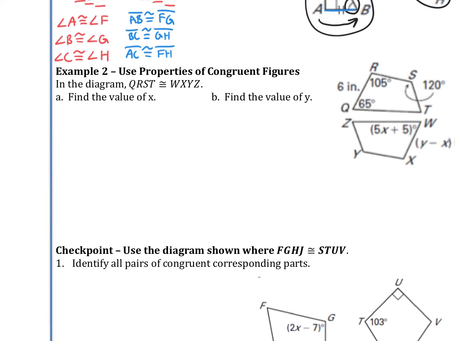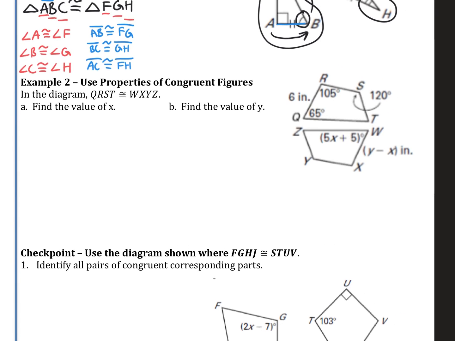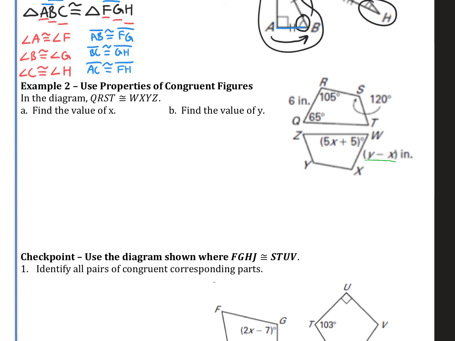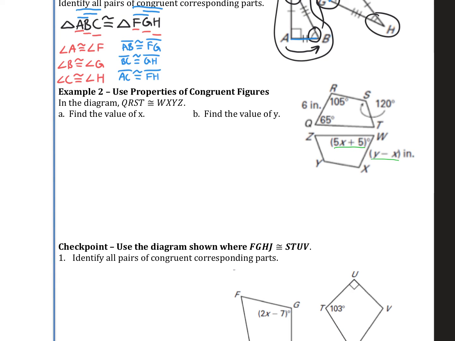All right, second example. We have this one right here. It says in a diagram that QRST is congruent to WXYZ. It says find the value of X. Okay. Well, let's take a look at this here. So I see an X right here, and I see an X right here. So y minus x we can't really do anything with because we only need one. We need one letter to be able to solve this, or one variable.